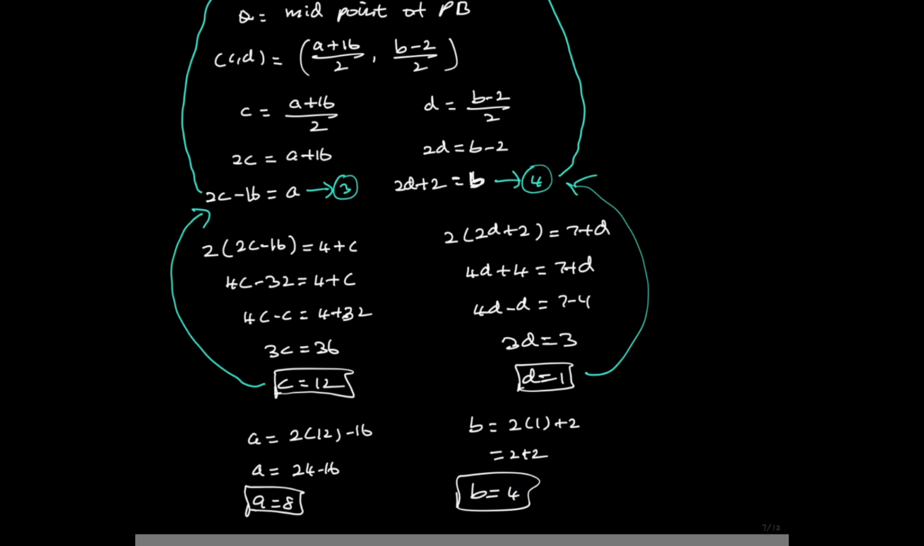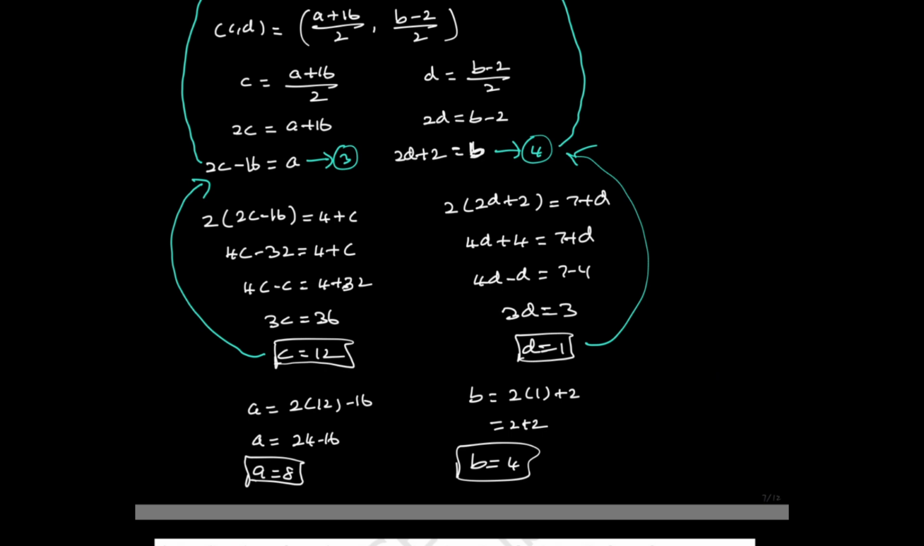So we found the values of a, b, c, d. Actually, the coordinate of P is (a, b). So the a value is 8 and the b value is 4. So the coordinate of P is (8, 4). Then the coordinate of Q is (c, d). The value of c is 12 and the value of d is 1. So the coordinate of Q is (12, 1). So these two are the coordinates of P and Q. So we found the answer.